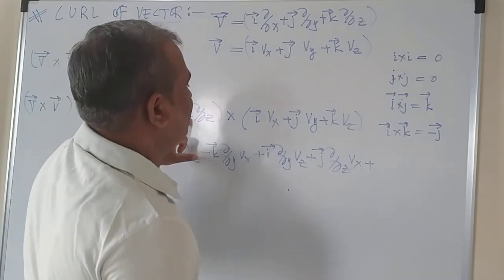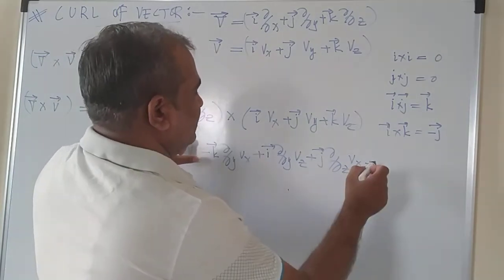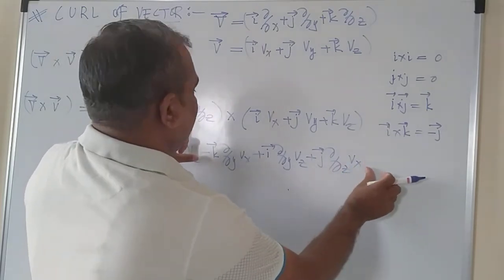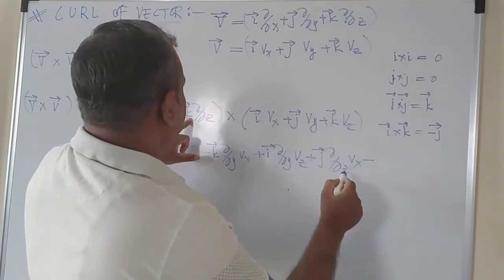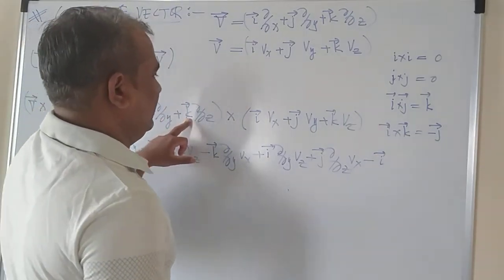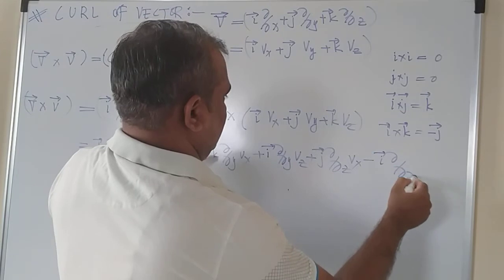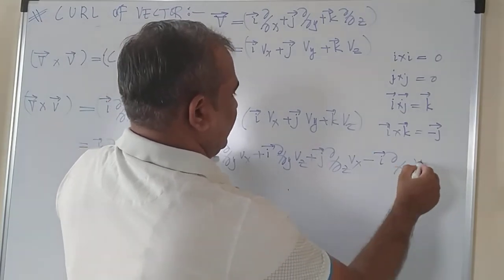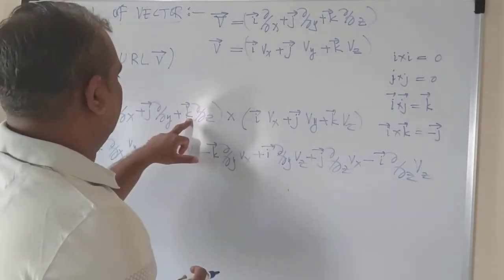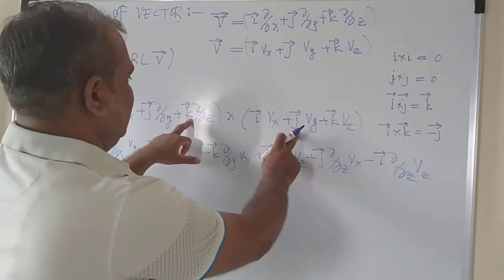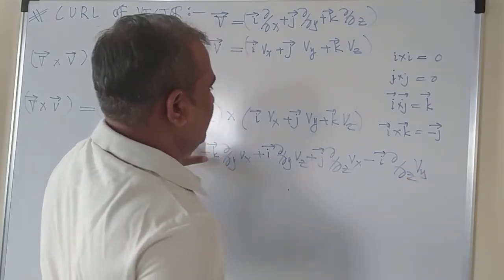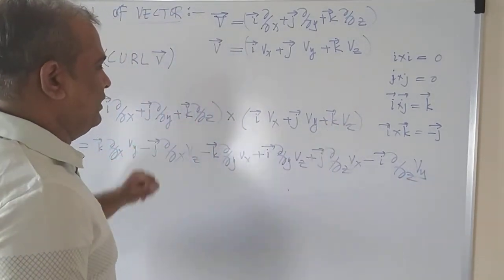Now k cross j. K cross k is 0. K cross j is again a reverse order. So negative i bar, right, into dou by dou z of Vz. Dou by dou z. No. You are taking this product with this, no? So negative, this is Vy, right? And the last term you will get 0.